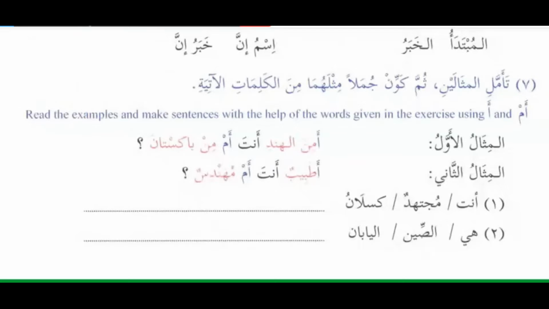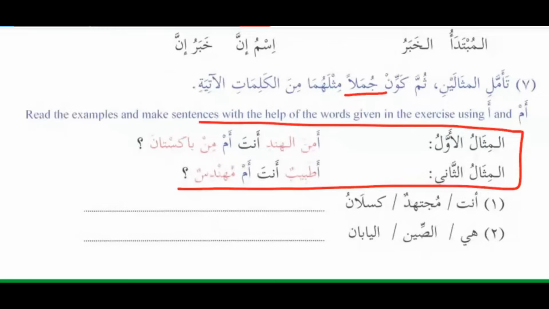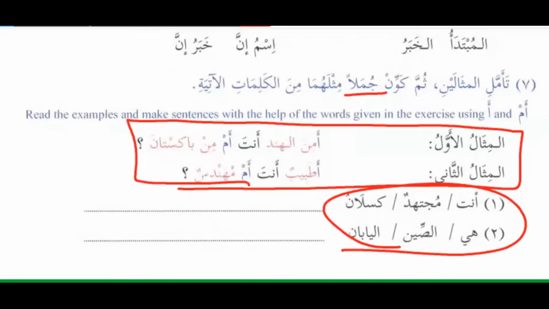Thumma kawwin, kawwana yukawwinu kawwin, then make jumalan, sentences, mithlahuma. Then we have to ponder on these two examples, then we have to make all the sentences which are like them. Mithlahuma means like these two examples. Huwa yaud ila misalain min al kalimat al atiya, from the kalimat which are given.